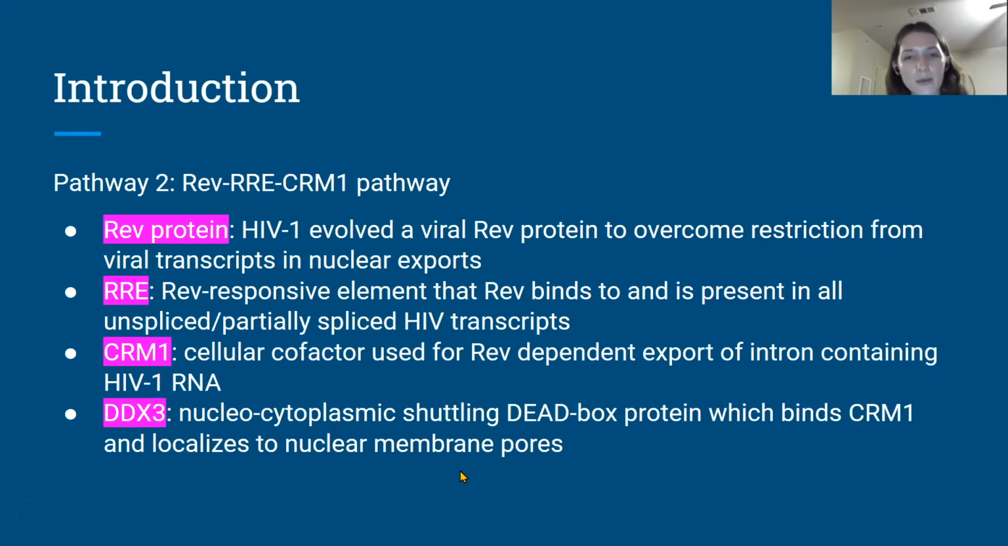In another distinct pathway, unspliced or partially spliced HIV transcripts are exported from the nucleus through a Rev-RRE-CRM1 pathway. The Rev protein is a viral protein that helps distinguish viral transcripts from cellular RNA. In this pathway, it binds to RRE, the Rev response element that's present in all unspliced and partially spliced HIV transcripts. This binding moves HIV-1 transcripts from the nucleus to the cytoplasm. During this process, Rev interacts with CRM1, chromosome maintenance region 1, as a cellular cofactor, which allows the use of the Rev-RRE-CRM1 pathway. It is suggested that the DEAD box protein DDX3 may also play an important role in this pathway.